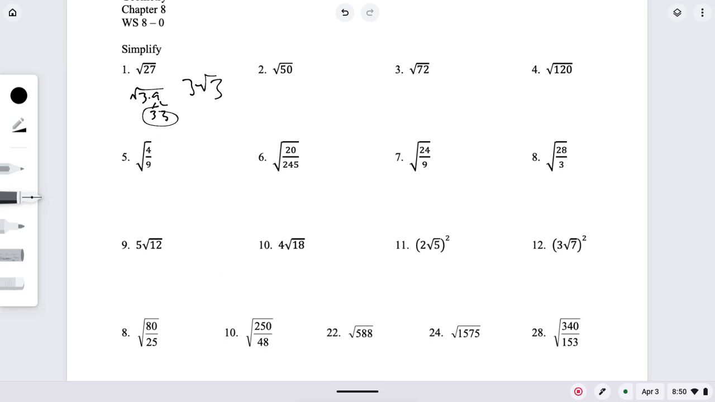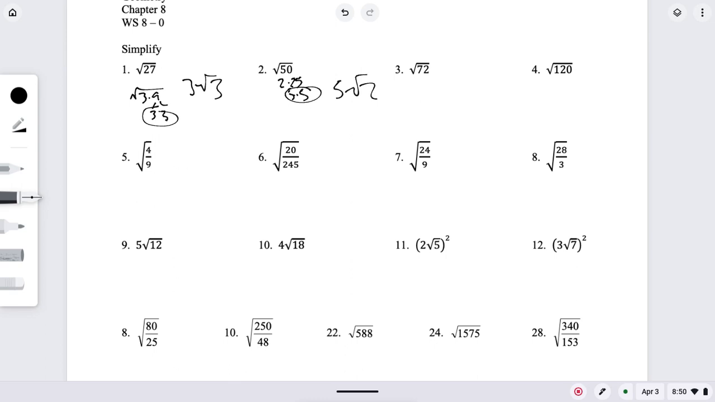So then when I get to this root 50, right, I know that that's 2 times 25, and I know that the 25 is actually a 5 times 5. So I have two 5s, I can pull those out, and I'm going to have a 5 root 2.